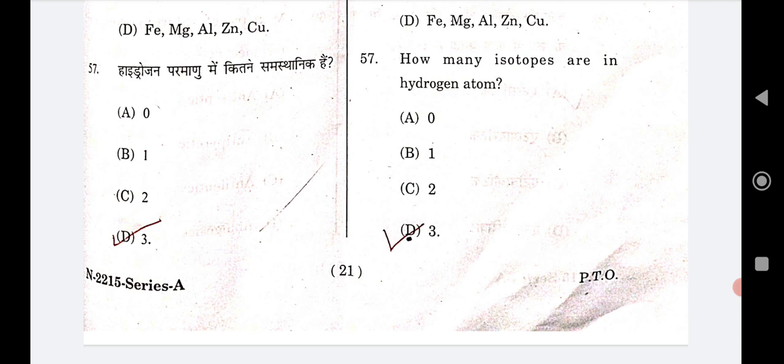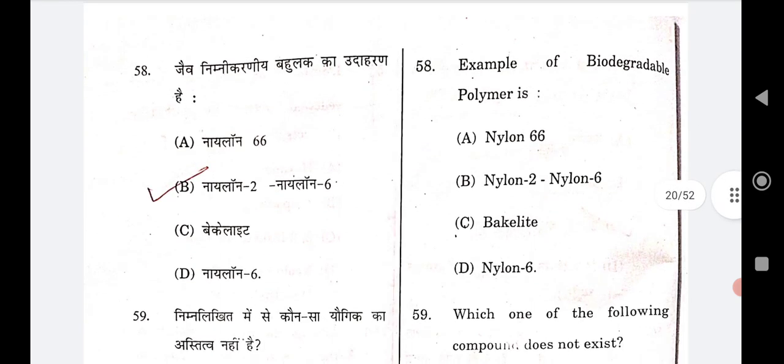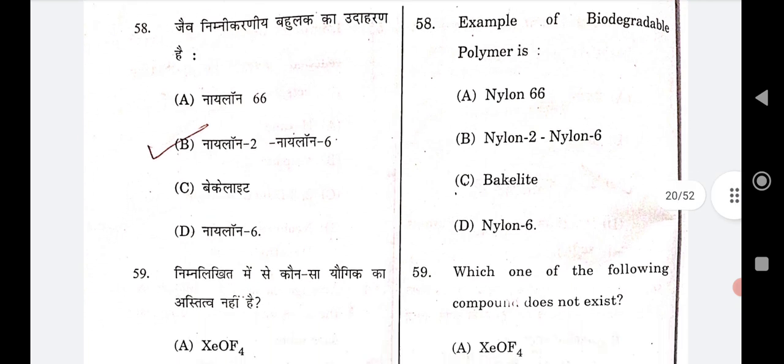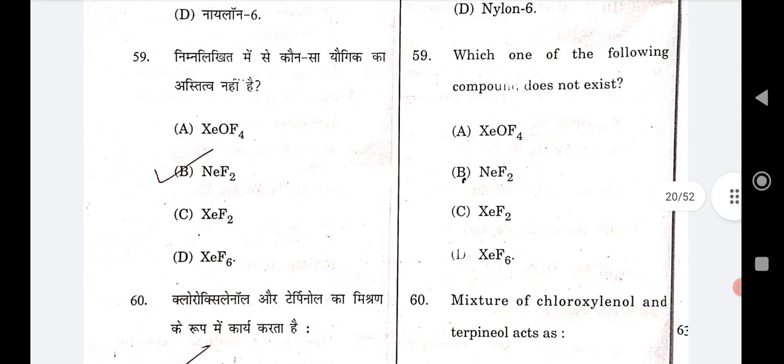Next question is the 58th question. An example of a biodegradable polymer is nylon 2, nylon 6. B is the correct one here. Next question: which one of the following compounds does not exist? NeF2. B is the correct one here.